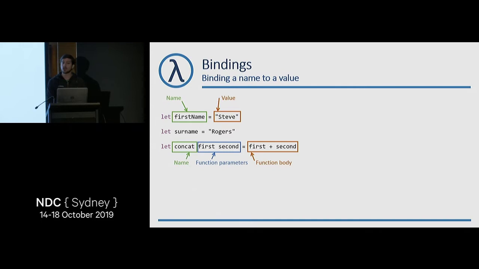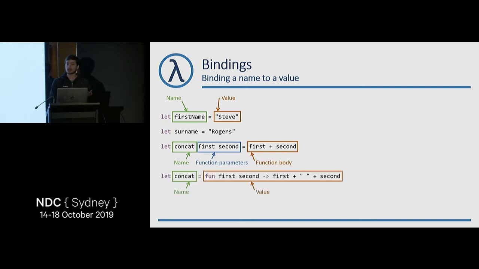We can also use bindings to define functions. We can see on the slide that the concat name is bound to a function that takes 2 parameters, first and second, and the function body will concatenate them together. Now this could be expressed as a regular let binding by using a lambda function instead. So in F#, the fun keyword and the arrow are how we define a lambda function. So you can see how this now looks very similar to the original let bindings. We've got let, the name, equals the value, which is a function.